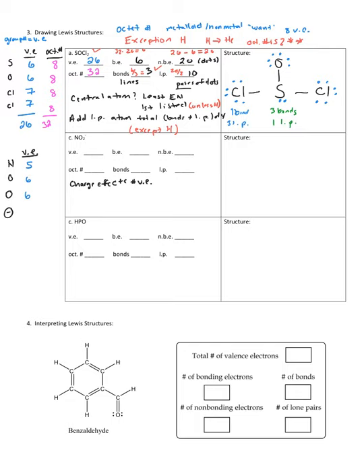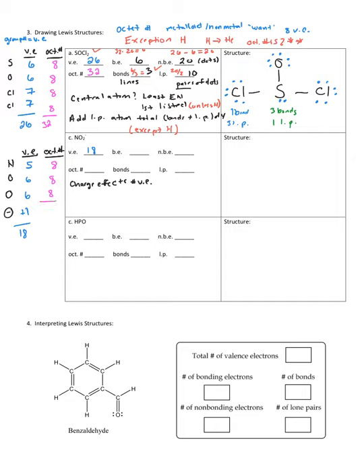Remember that if you have a negative charge, you have to add an electron to your total, right? You get a negative charge for the gaining of electrons. Electrons are negatively charged. So that's going to give us 18 valence electrons. The octet number is not affected by this, right? The nitrogen still would like 8. The oxygen would still like 8. The other oxygen would still like 8.